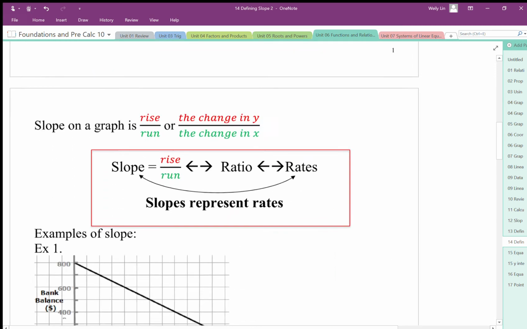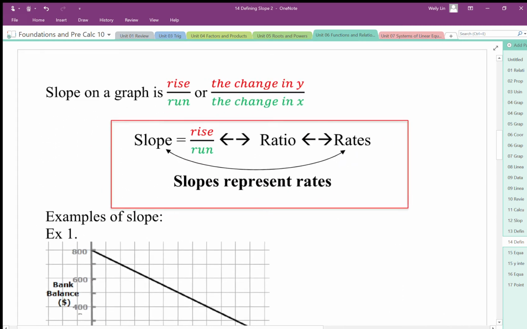So again, when we look at slope, slope is the change in the y over the change in the x, or in other words, we call it rise over run. And since the slope is a ratio of rise to run, it relates to rates. And often the slope in a problem represents the rate in the problem. So we want to connect this idea.